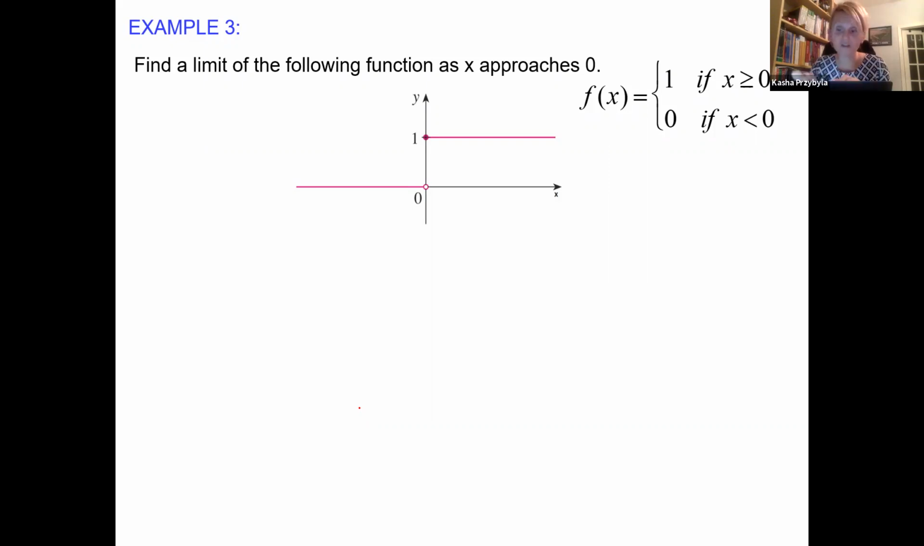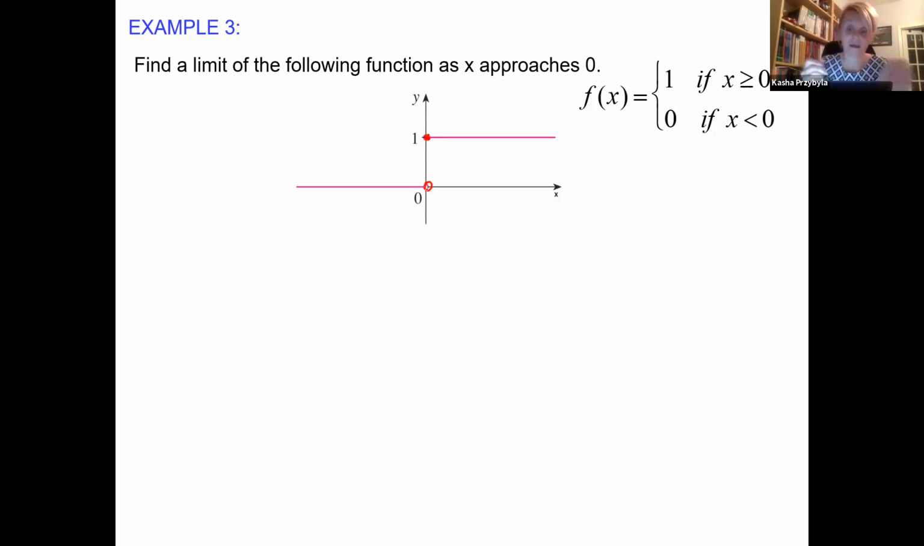This is another function, like a piecewise defined function, where we have a different formula for different parts of x. That means when x is greater than or equal to 0, the value is 1, just a constant function. When x is less than 0, the value is 0. We can see a constant, horizontal line, and the function is defined at 0 when it's 1. That's the reason we have a solid dot and an open dot.